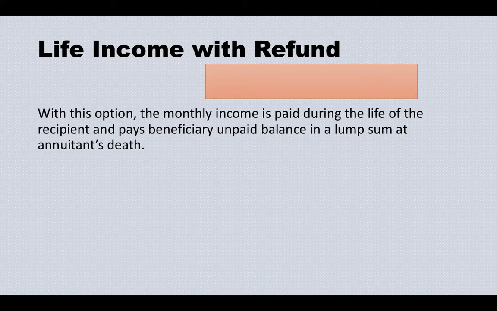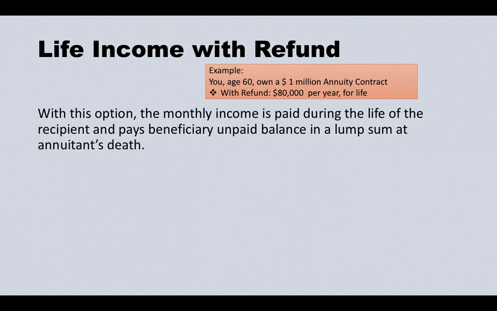What is it? With this option, the monthly income is paid during the life of the recipient, and the beneficiary is paid the unpaid balance in a lump sum at the annuitant's death. So basically, let's say you choose life income with refund. Your $1 million annuity cash surrender value pays, let's say, $80,000 per year.